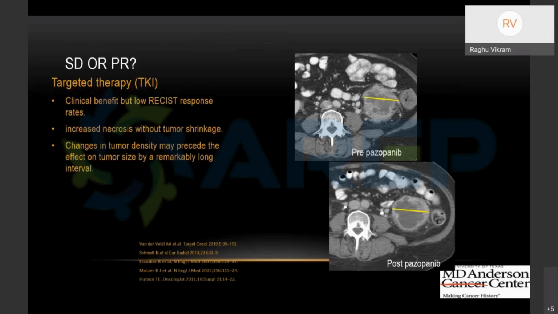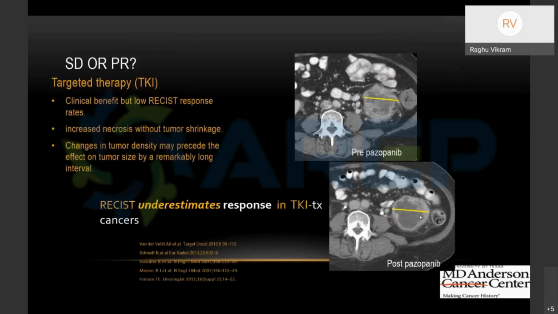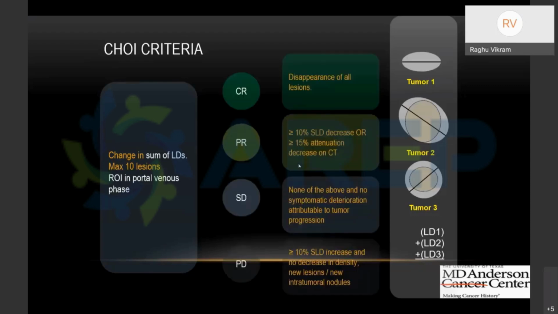So there have been newer criteria, I wouldn't say new, but it's been allowed, which also includes the enhancement or the attenuation characteristics, or the ROI. And the most popular one, or one of the first ones, is called the CHOI criteria, where not only are you looking at the size, but you're also looking at the attenuation. Now, based on CHOI criteria, there are several other criteria like modified CHOI, mass criteria, and several others, but they all come to the same principle, that not only the size, but also the appearance of the metastasis is important. I'm not going to go again, in interest of time, into more details of this.